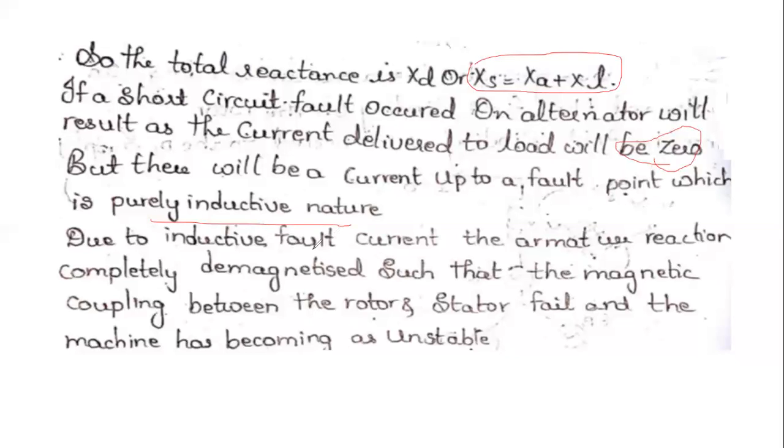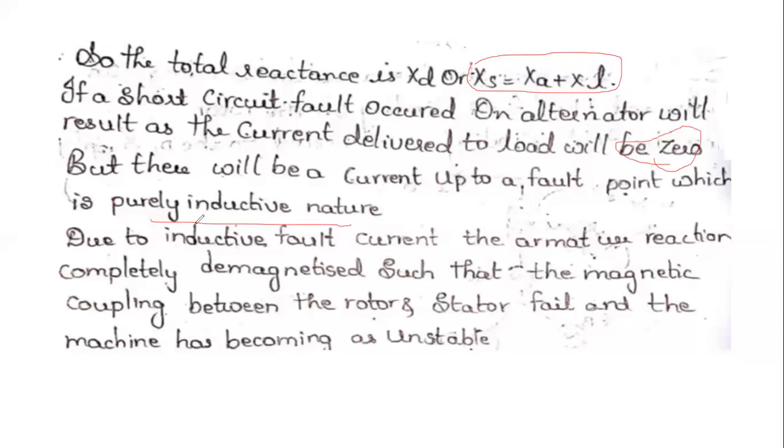Due to the inductive fault currents, the armature reaction completely demagnetizes, such that the magnetic coupling between the rotor and stator fails and the machine becomes unstable. Therefore, when a short circuit fault occurs on the synchronous generator, the current delivered to the load is equal to zero, but there will be a current up to the fault point.